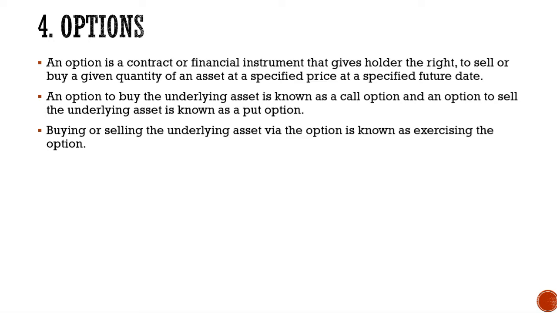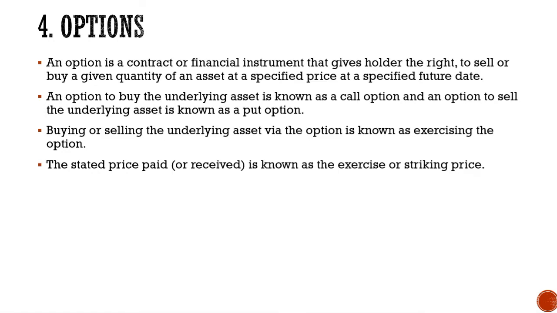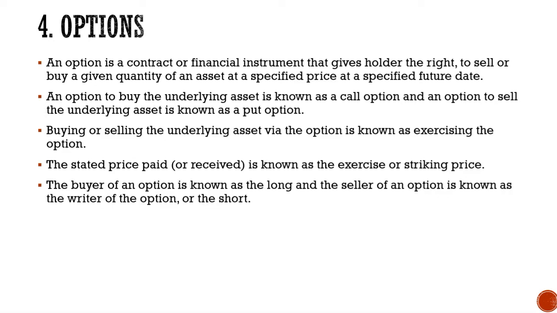Buying or selling the underlying assets via the option is known as exercising the option. So we don't say we are buying or we are selling, we say we are exercising the option. The stated price paid or received is known as the exercise or the striking price. So when we are paying a price or receiving an amount, we don't say we are receiving, we say it is a striking price or an exercise.